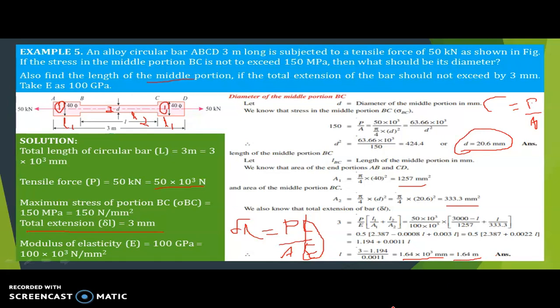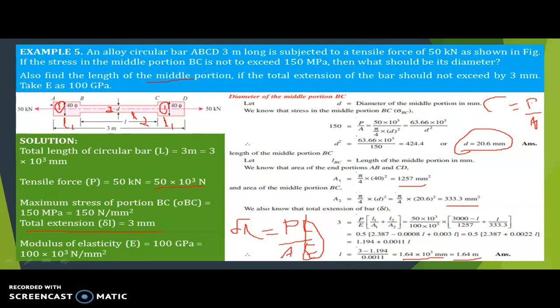you have understood this. I will again explain in short what you have to do here. First find the diameter of the middle portion. It's not difficult, right? How can you calculate? You know stress is equal to load divided by area, right? The load is given here, that is 50 kilonewton, and stress is given, that is 150. Area we don't know, so substitute in the equation pi divided by 4 into d square, and you will get the value of d.